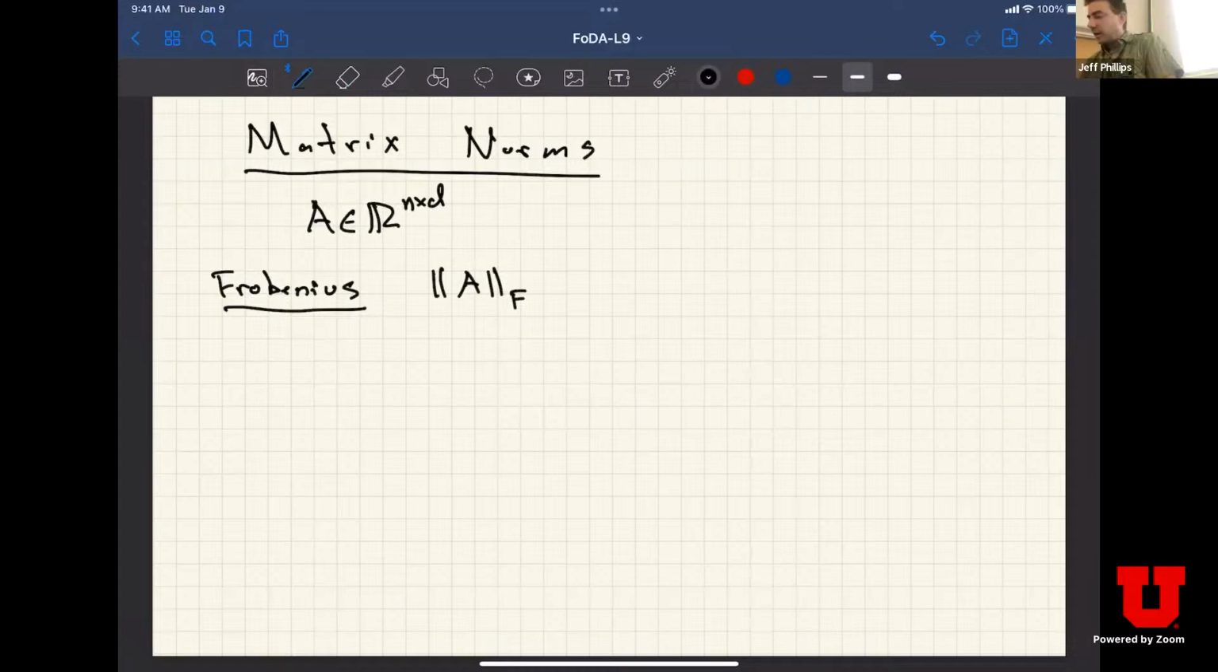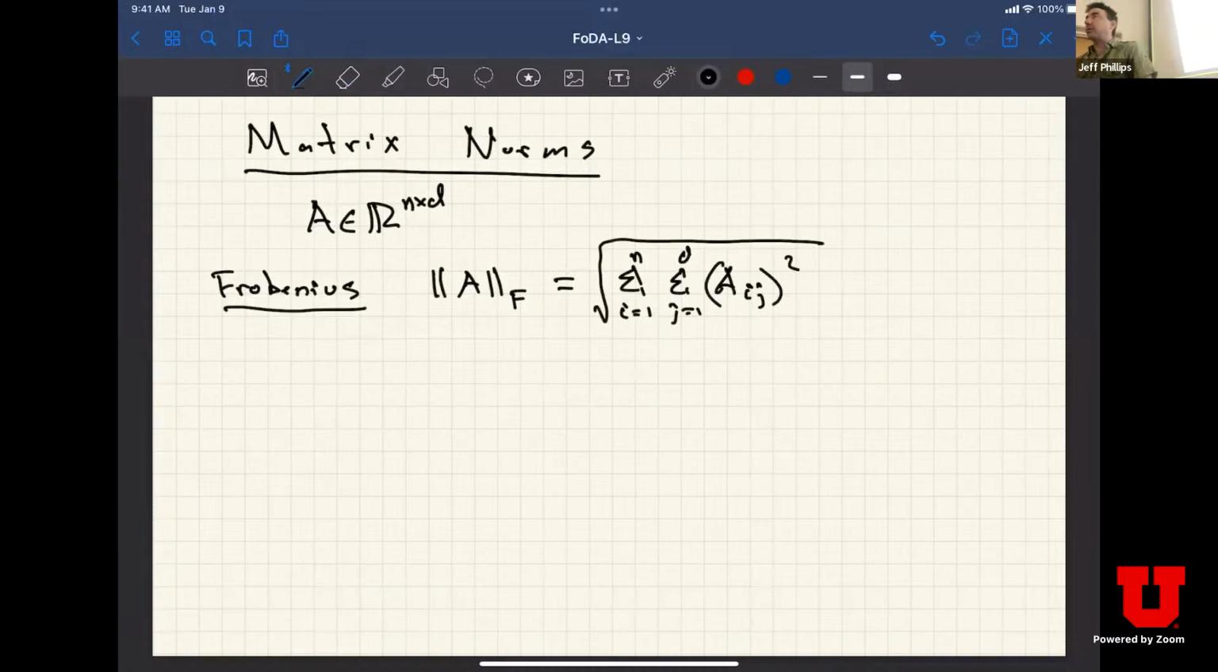So I sum over all rows and all columns, take each element Aij, and square it. I'm adding up all the elements squared, and then I take the square root.